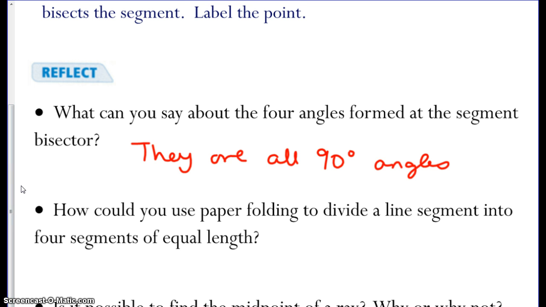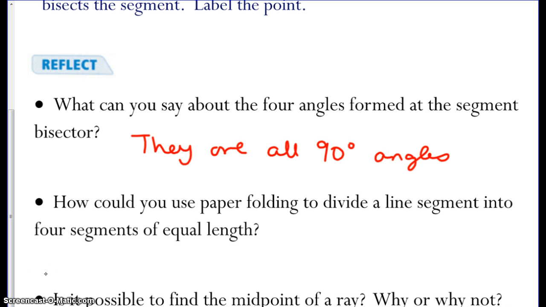Alright? And then how would you use the folding paper to make four segments of equal length? You would fold and fold again.